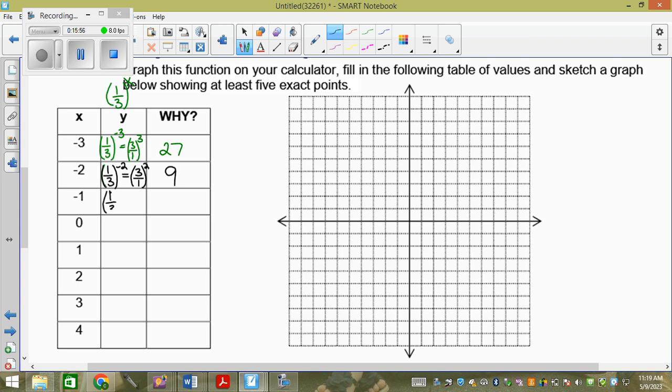So 1/3 to the negative 1 is the same as 3/1 to the positive 1, which is 3. So this one's decaying, right? Here we have 1/3 to the 0. Well, that's just 1. Then we get 1/3 to the 1, which is 1/3. 1/3 squared is 1/9. 1/3 cubed is 1/27. So it's just getting way smaller, right?